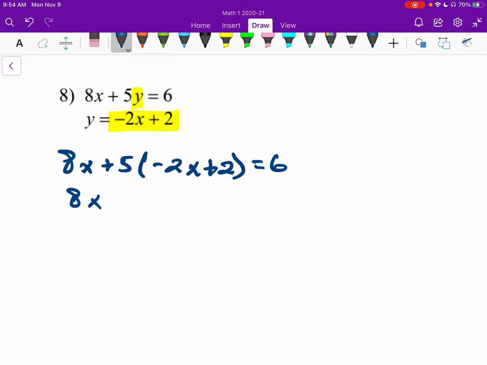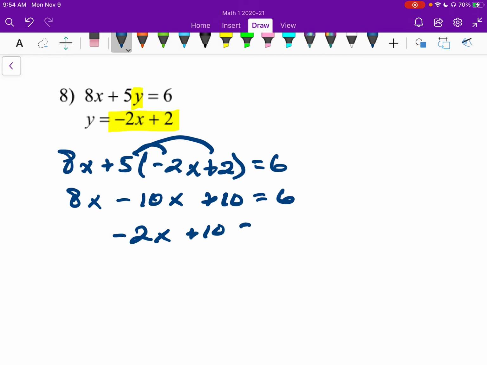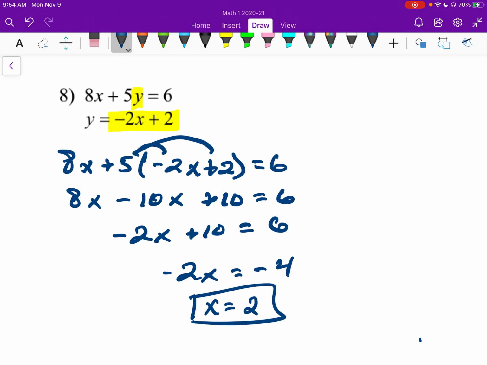So 8x minus 10x, right? I'm distributing, plus 10 equals 6. This gives me negative 2x plus 10 is 6. Negative 2x is negative 4, right? I subtracted my 10. And x is going to be a plain old 2.